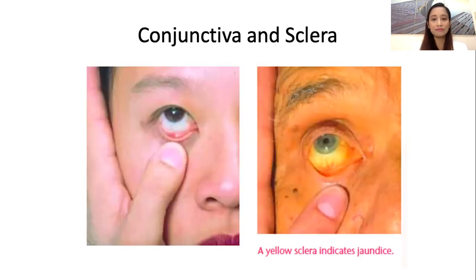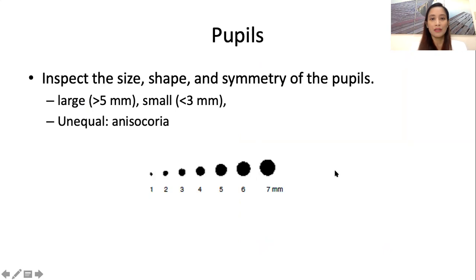Next, you can also check for pallor in your palpebral conjunctiva. Normally it's pink. If it's pale, that can signify anemia. Next, you inspect the pupils. Inspect the size, shape, and symmetry. See if it's large, more than 5 millimeters, or small. Usually, in your Jaeger chart, there's a pupillary size there. You can measure your pupils against that chart based on this figure. If it's unequal, that's called anisocoria. There are many things that can cause anisocoria.